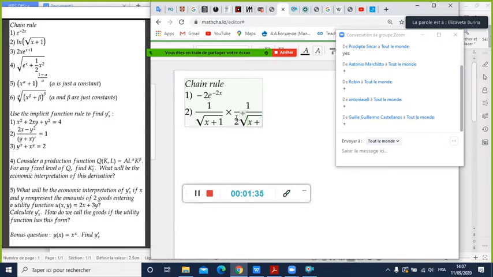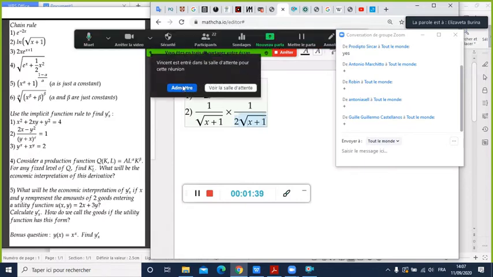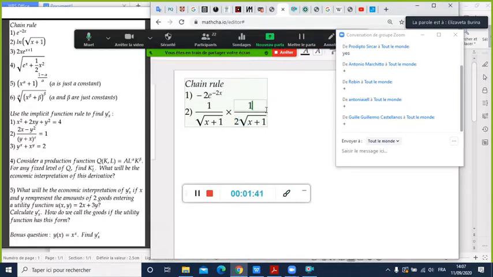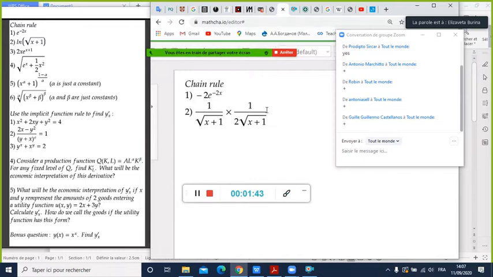So in here you could keep the second part, as I told you many times, a bit different, you could just write 1 over 2 times x plus 1 to the power of minus 1 over 2. Okay, so give me pluses here.